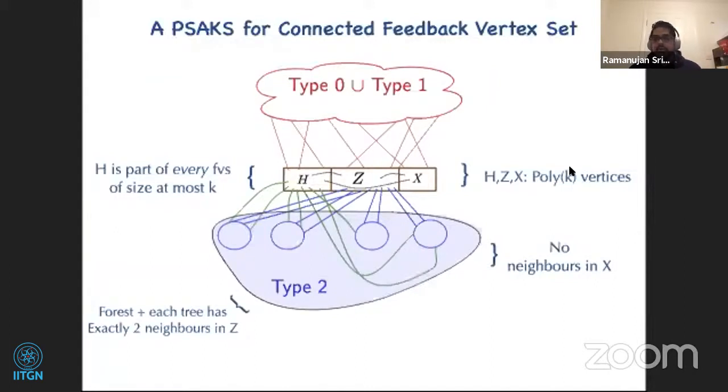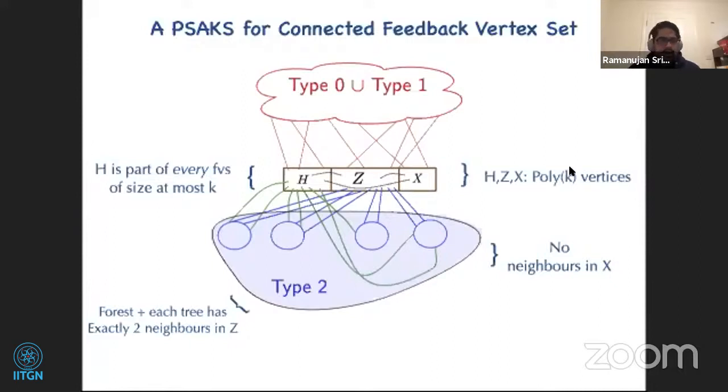But we will be able to show that in this decomposition, again, type 2 vertices also don't have any neighbors in X. But each tree in the type 2 set actually has exactly two neighbors in Z.